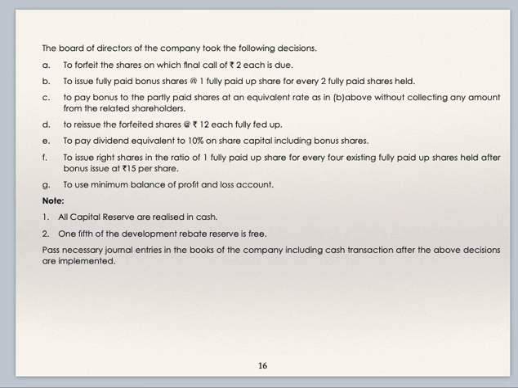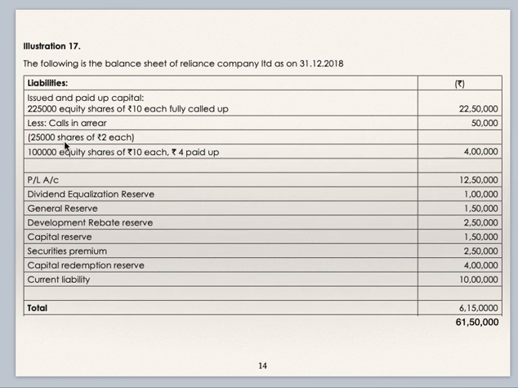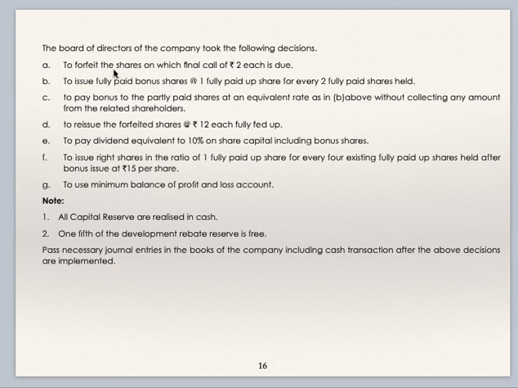The board of directors of the company took the following decisions: forfeit the shares on which final call of 2 is due. Just now we have seen call scenarios. 2 is due on 25,000 shares. They have asked you to forfeit the shares on which final call at the rate of 2 is due. Issue fully paid bonus shares at one fully paid up share for every 2 fully paid up shares held. So bonus shares are to be issued in the ratio of 2:1. Pay bonus to partly paid shares at an equivalent rate as above, without collecting any amount from the related shareholders.